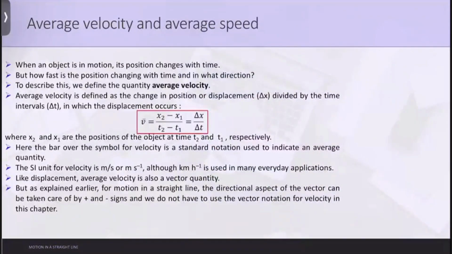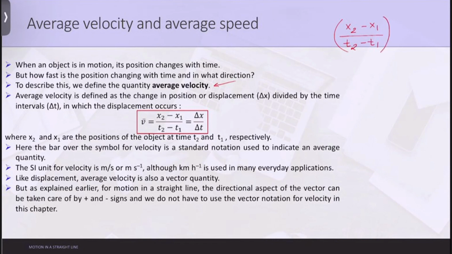When an object is in motion, its position changes with time. But how fast is the position changing with time and in what direction? To describe this, we define the quantity called average velocity. What is average velocity? It is nothing but the change in displacement, that is x2 minus x1 upon t2 minus t1. That is the basic crux of average velocity.